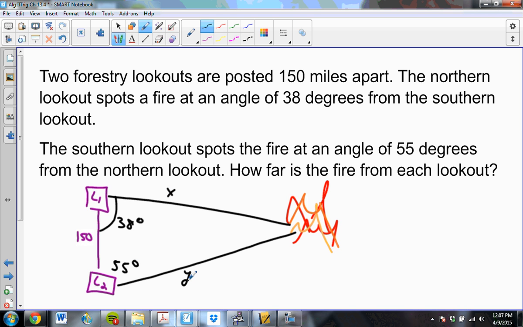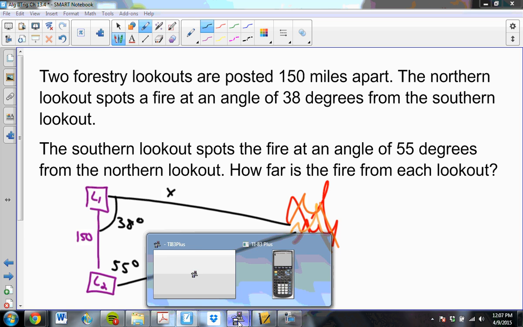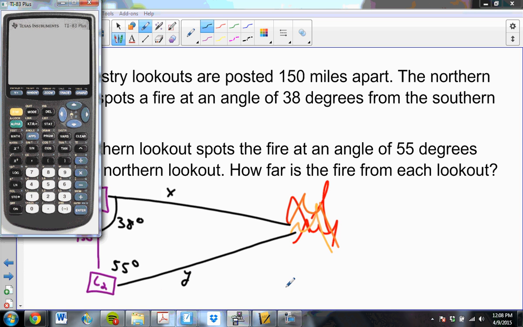This is not a right triangle, so we can't use basic sine, cosine, tangent, but we can still use law of sines and law of cosines. If this is 55 and 38, I can find my third angle by doing 180 minus 55 minus 38.